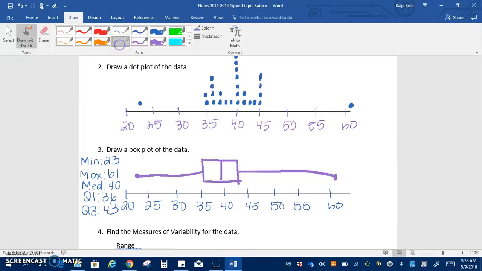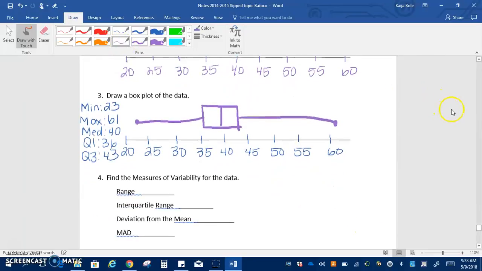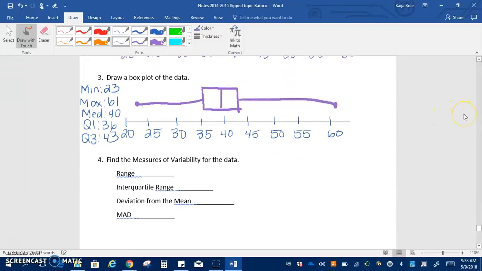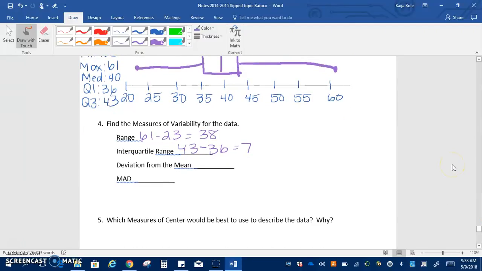Okay. So now it says to find the measures of variability. That means we're finding the range, the IQR, the deviation, and the MAD. For the range, we take the maximum, 61 minus 23, so our range would be 38. Our interquartile range is Q3, 43, minus Q1, which is 36, and that gives us 7. Now for deviation from the mean, we're going to have to make our own little table over here. You're going to need 3 columns: the numbers, the deviation, and the absolute deviation.